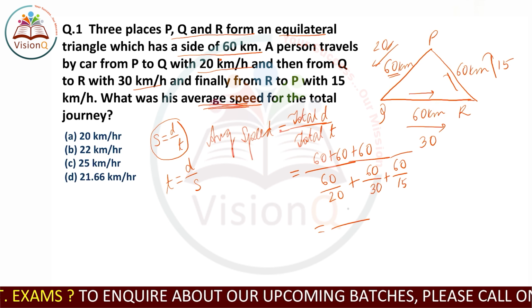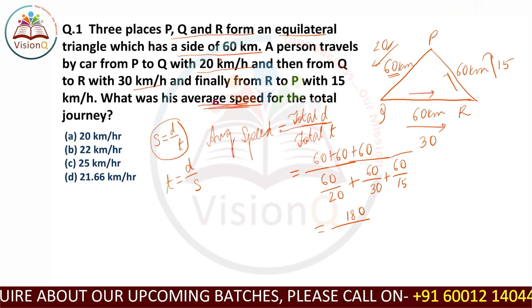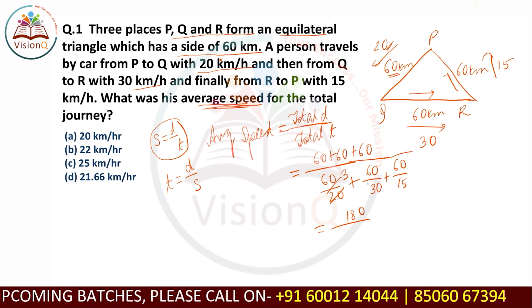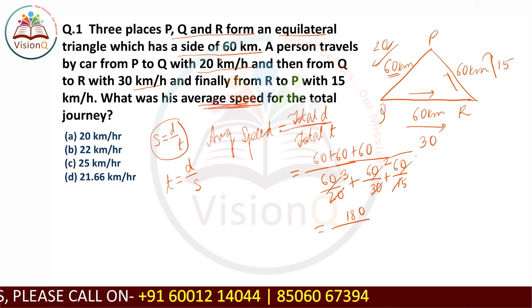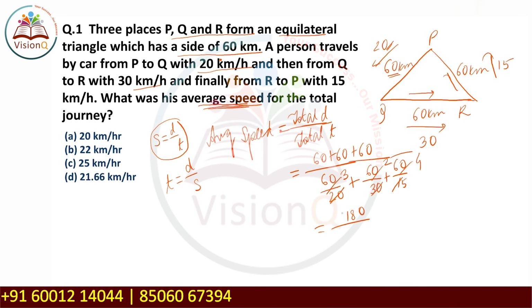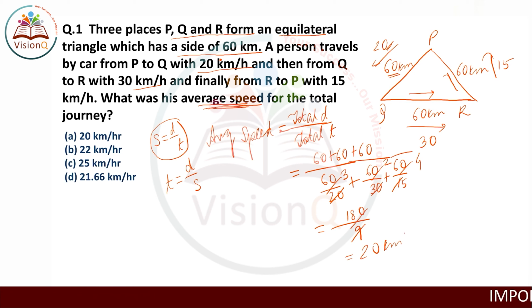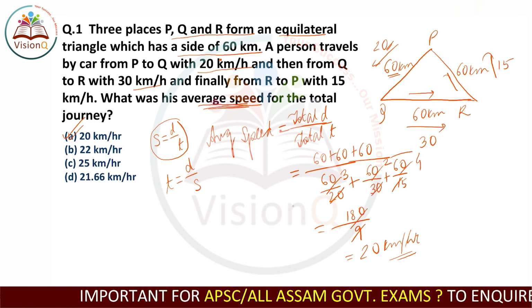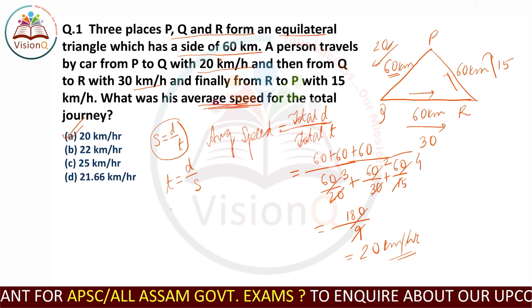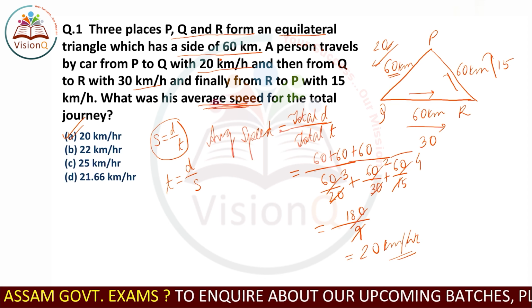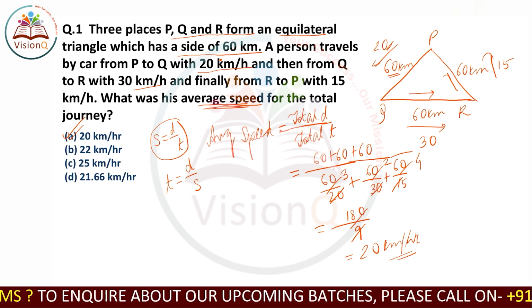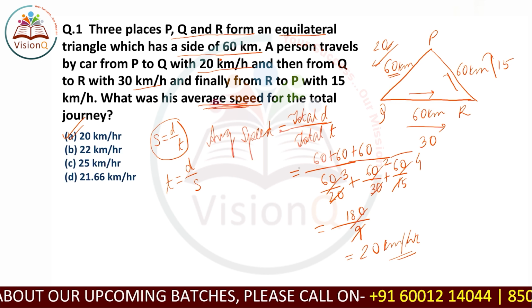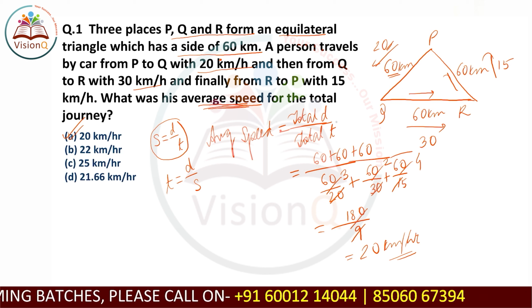So 60 plus 60 plus 60 is 180. If I cancel out, 20 into 3 is 60, 30 into 2 is 60, and 15 into 4 is 60. So 3 plus 2 plus 4 is 9. The answer will be 20 km per hour. The correct answer is option number A, which is 20 km per hour. So this question is based on average speed where distance is constant. Distance is constant, so average speed is equal to 20 km per hour. So let us see the next question of today's series, which is question number 2.